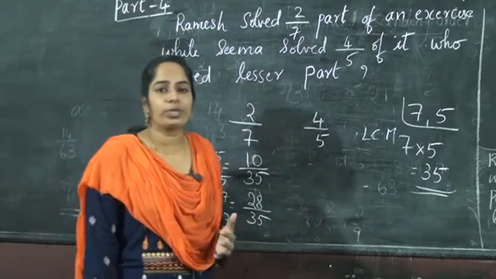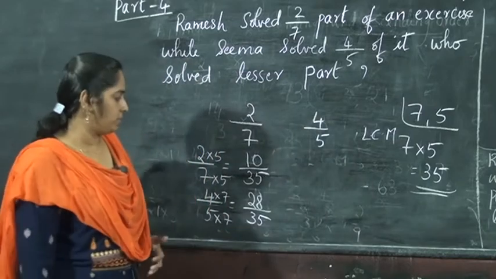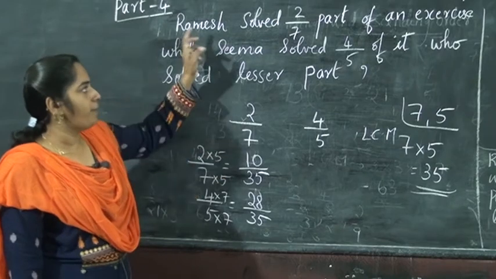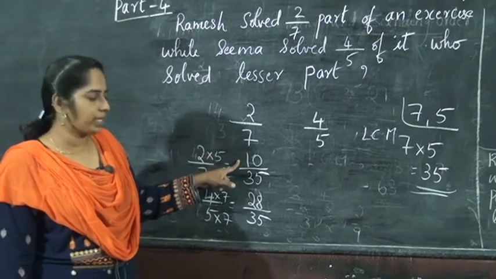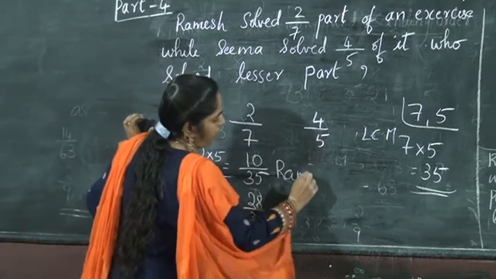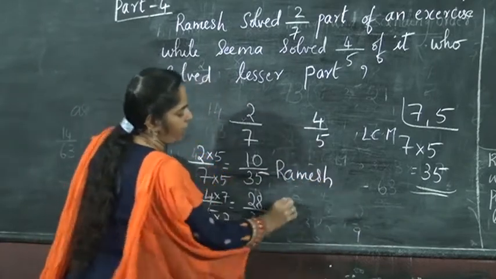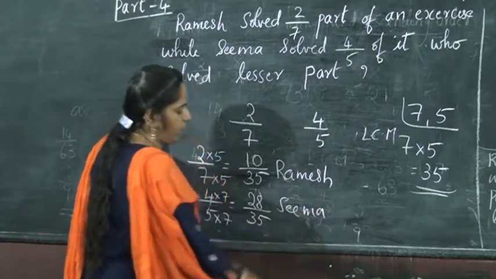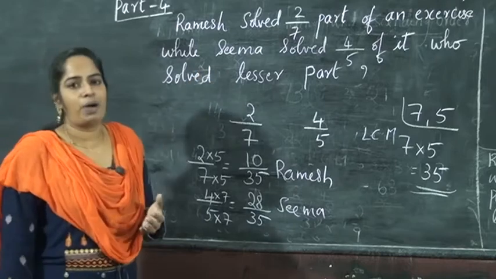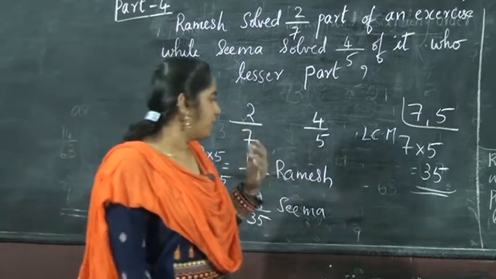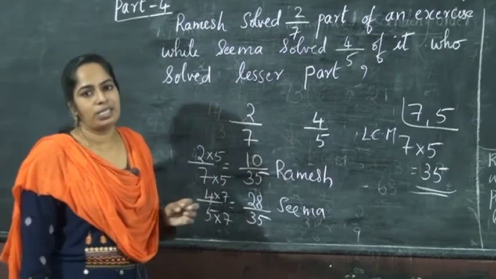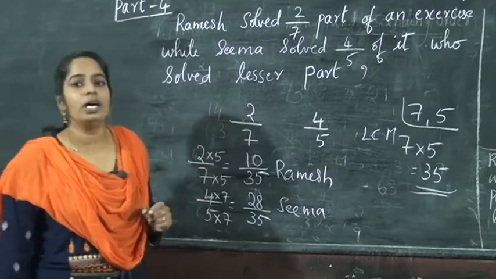Now you are able to compare which is small and which is big. Here, this is Ramesh, that is 10/35, and Seema, here it becomes 28/35. So who solved the lesser part? You all understand by seeing this itself who solved the lesser part, that is Ramesh, isn't it children? Here Ramesh solved the lesser part.